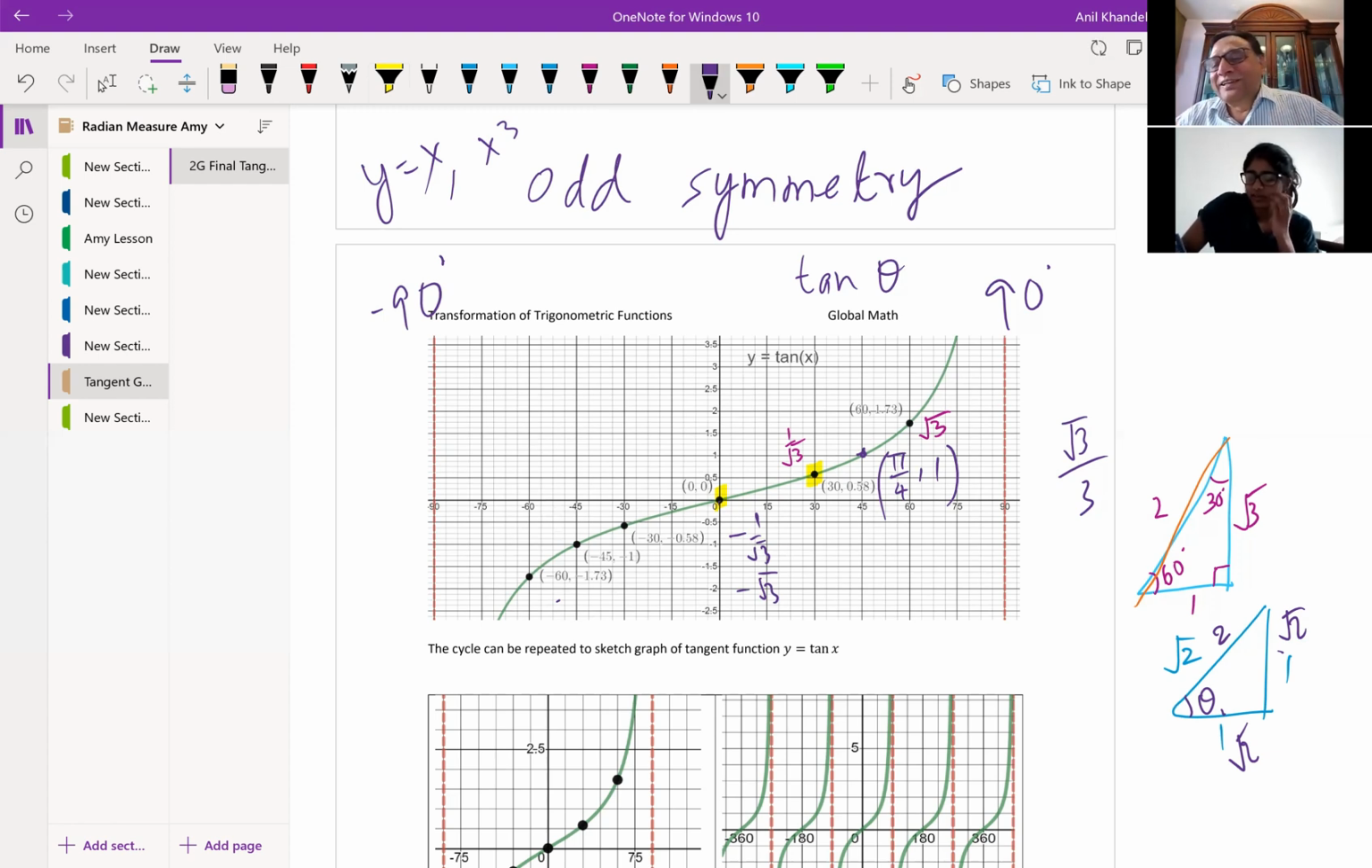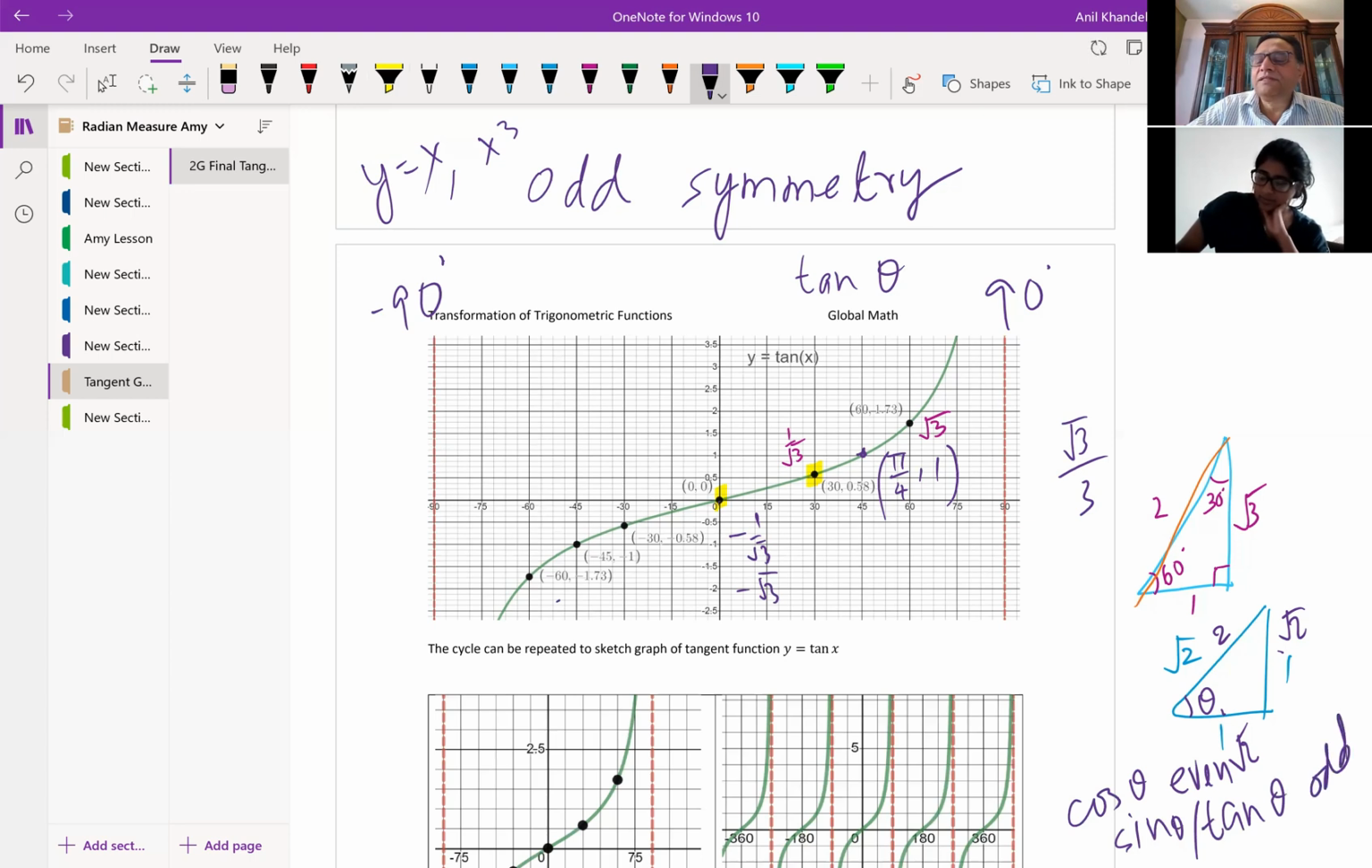Now coming back to sine and cosine, the cos function is symmetric about the y-axis. It is even. Cos theta is even, as you know. Sine and tan are odd. Make sense? Okay, great.